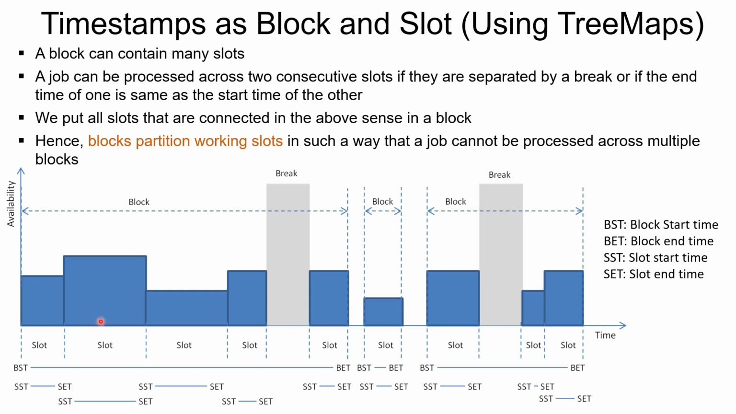So here is an example of a block and slot. We can see BST is the block start time. This block starts from here and it ends here. This is the block end time, and it includes the break. Whenever the resource is unavailable over here, another block is created, and this is the block start time of the second block, and so on.